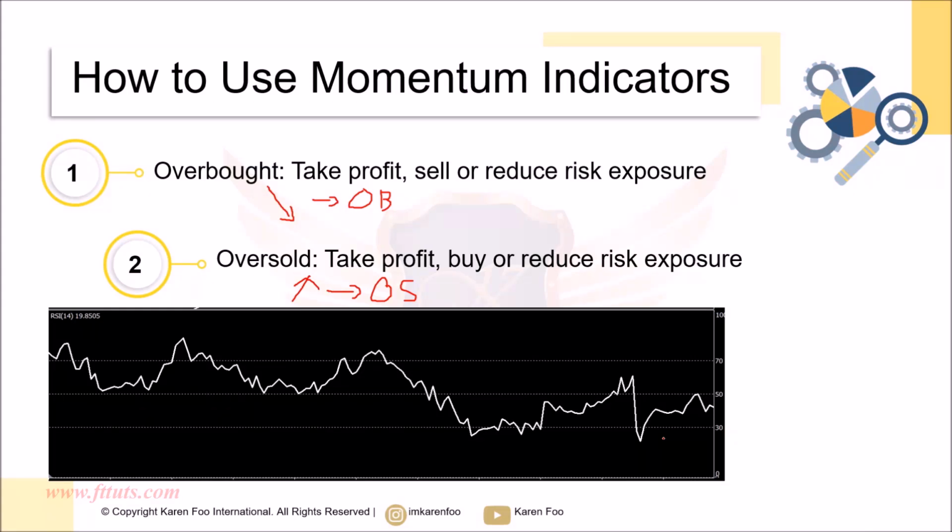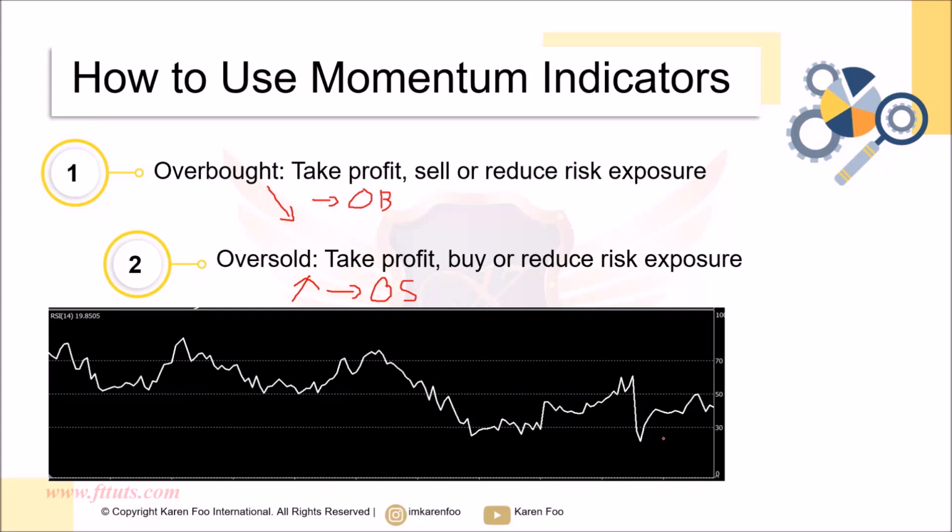Okay, so I just want to point out to you that when the momentum indicators go to the extreme levels, either overbought or oversold, it doesn't guarantee that a reversal is going to happen. It just increases the chances that a reversal is going to happen. So that's why you can use it as a take profit signal, or you can use it to scale out.